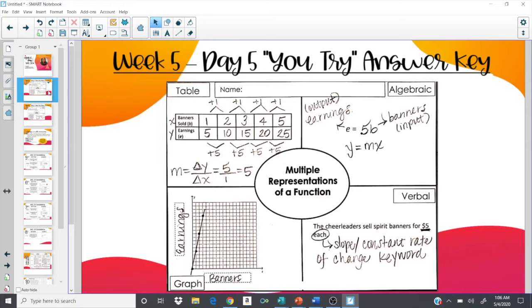First, let's review the U-Try questions from the previous lesson. Check your answers. If you answer any of the questions incorrectly, take some time to identify what you did differently. Then correct your answers before moving on.